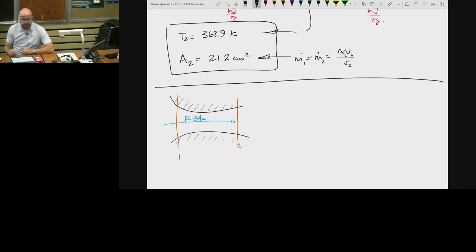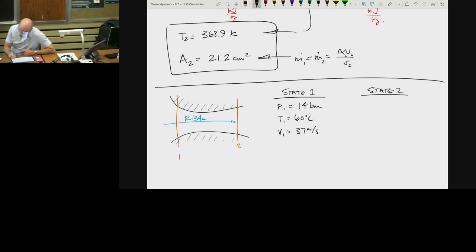And here's what the problem statement says. Refrigerant 134A enters a well-insulated nozzle at 14 bar, so state 1. Pressure 1 is equal to 14 bar. 60 degrees Celsius. Temperature 1 is equal to 60 degrees Celsius. With a velocity of 37 meters per second. Velocity 1 is equal to 37 meters per second. And exits at 1.2 bar, so state 2. Pressure 2 is 1.2 bar. And a velocity of 460 meters per second. Whoa, we really sped up there. Velocity 2 is equal to 460 meters per second.